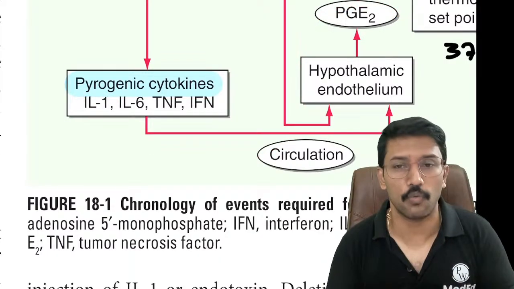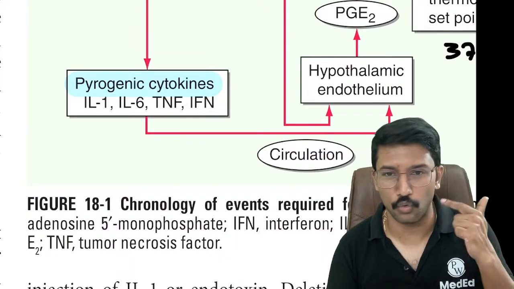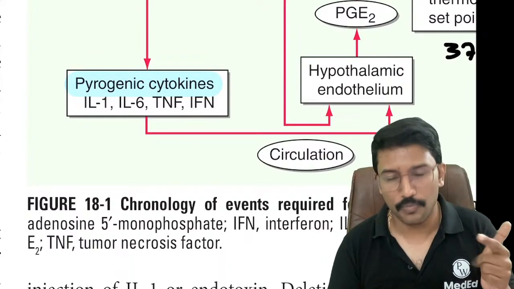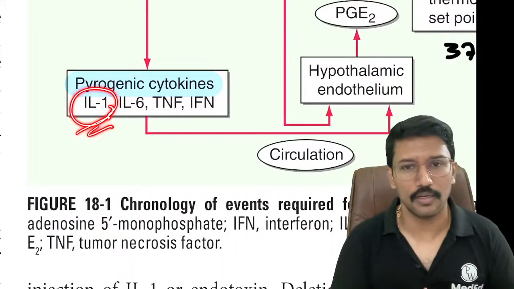So that is an example for what we call auto-inflammatory syndrome. No cell-mediated immunity, no antibody-mediated injury. It is merely because of the mutations in genes involved in production of interleukin 1.